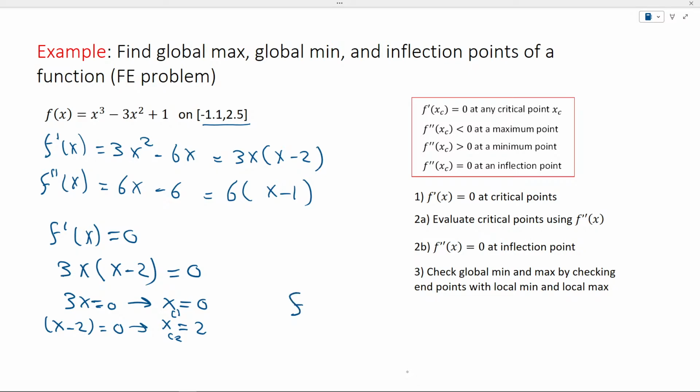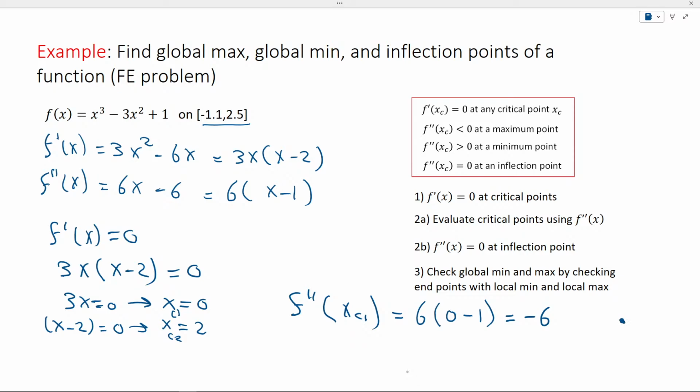So I can say f'' of my first critical point, which is 0, would be 6 times 0 minus 1, so that will be minus 6. What does minus 6 mean? I don't remember these things, I can just visualize it because I understand the meaning of curving. So I will say minus 6 means that this is my point here.